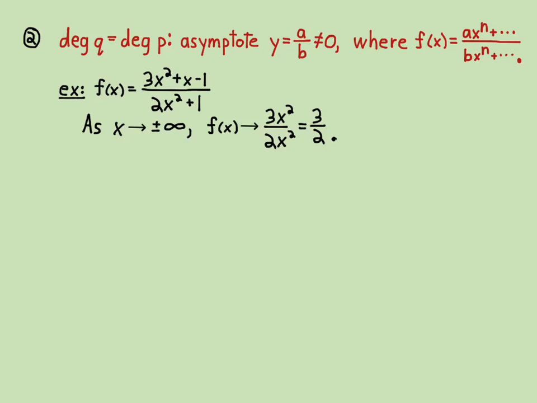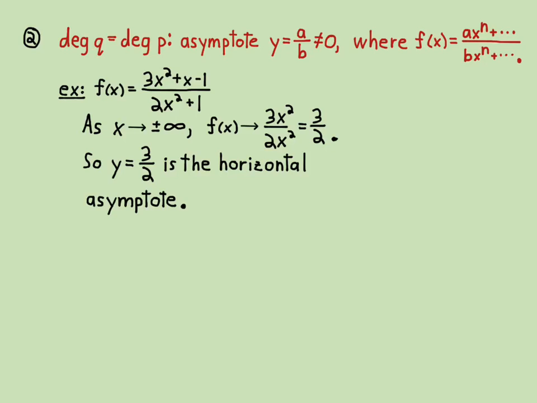Remember, f of x is y here. So y approaches 3 halves. So the line y equals 3 halves is the horizontal asymptote. Okay? So that's how all horizontal asymptotes are either the type 1 on the previous video or page or type 2 on this one.